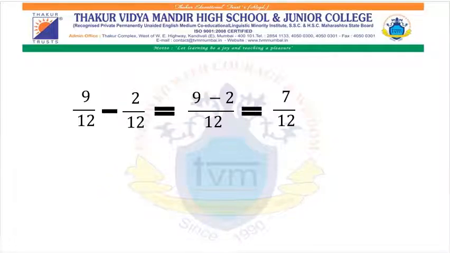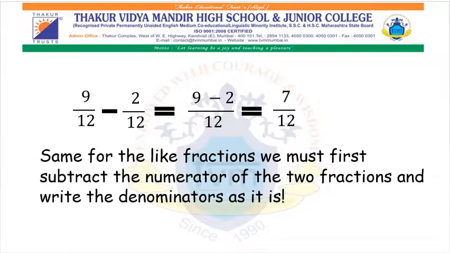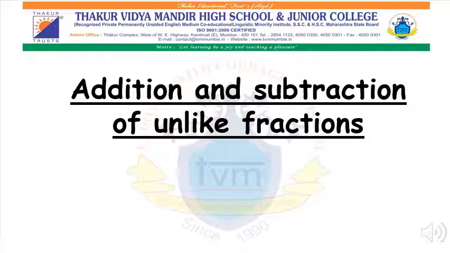Same way like you do addition for fractions, we have to first subtract the numerators of the two fraction and write the denominators as it is. Tell me one thing. What are the fraction with the same denominators called? Yes, they are like fractions. So we saw addition and subtraction of like fraction. Now we will see how to do addition and subtraction of unlike fraction. That is the fraction with different denominators.